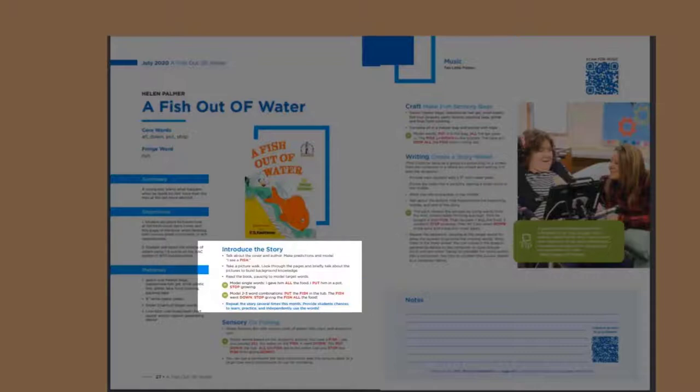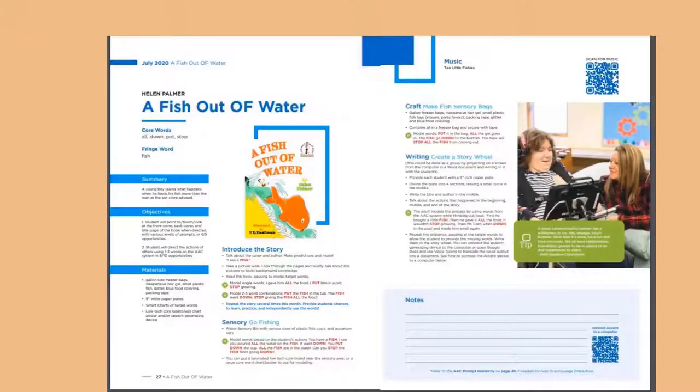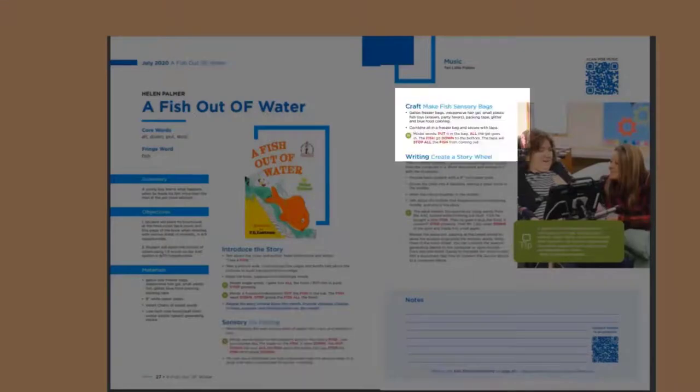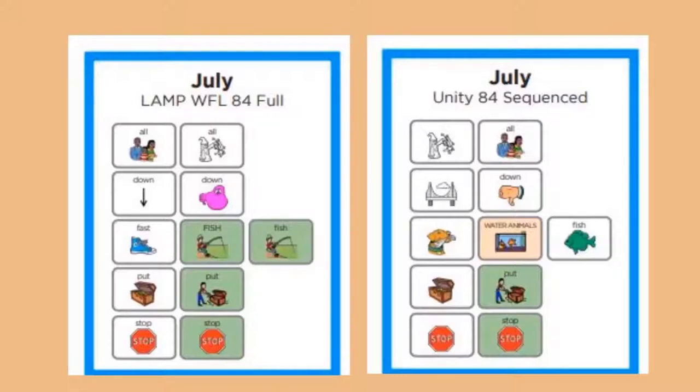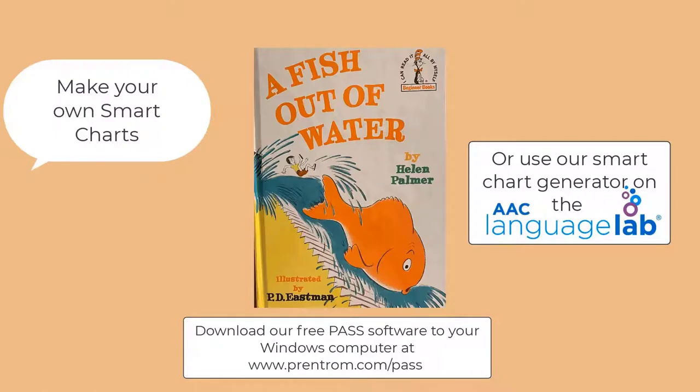You will find a section called Introduce the Story. See suggestions for how to read and model the target words during your reading time with your AAC learner. Feel free to add additional vocabulary based on your students' individual needs. You'll find additional activities for sensory, motor, craft, music, and writing. You'll also find smart charts for Lamp Words for Life 84 Full and Unity 84 Sequenced. You can use these when reading the story. If you need a different language configuration, you can make your own smart charts with our free PASS software on your Windows computer, or use our smart chart generator on the AAC Language Lab.